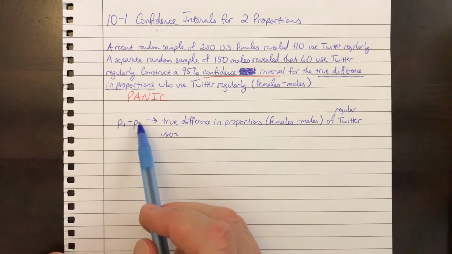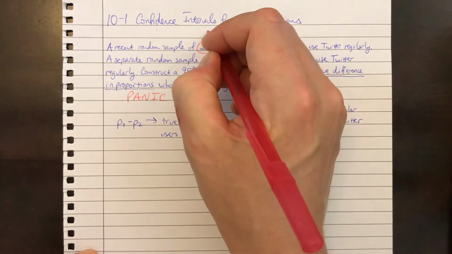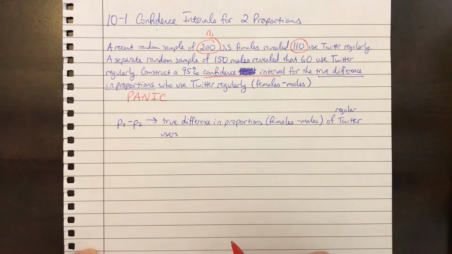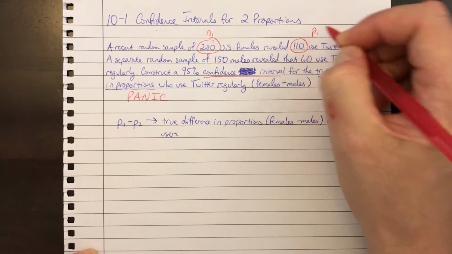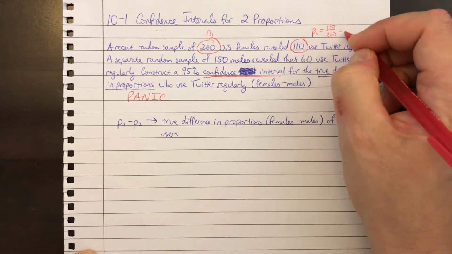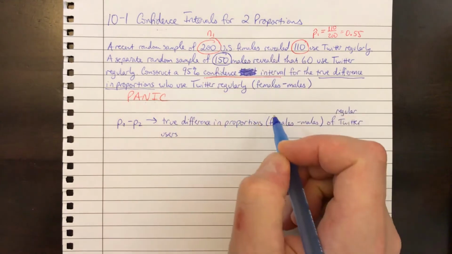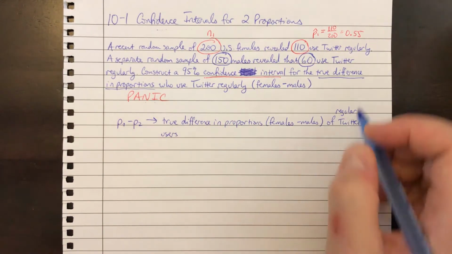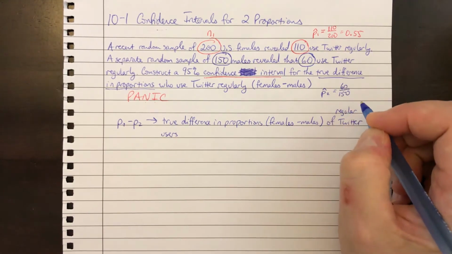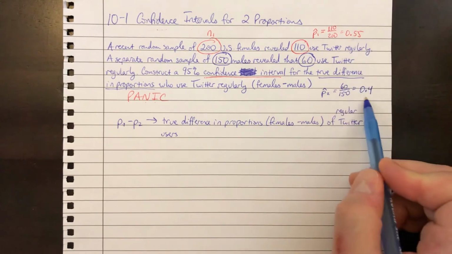Now, in this case, they've given us some information. We do know that we had a random sample. We had 200 US females. That's going to be our sample size, n1. And then 110 is the number who use Twitter regularly. So our sample proportion is 110 divided by 200, which is 0.55. And then for the males, we had 150 of them, and 60 of them use Twitter regularly. So the sample proportion of males that use Twitter regularly is 60 divided by 150, which is 0.4. Okay, so these are going to be our two sample proportions.